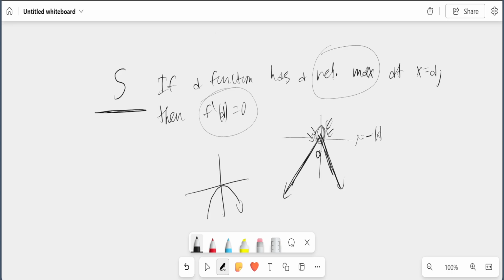Now this is true, right? But I just found something where it's false: it's a relative maximum, but f prime of a is not equal to 0. It doesn't exist in this case. Here it is a relative maximum and f prime of a is 0. So it's sometimes. Does that make sense? That was a bit long-winded. Okay, and then there's another one.